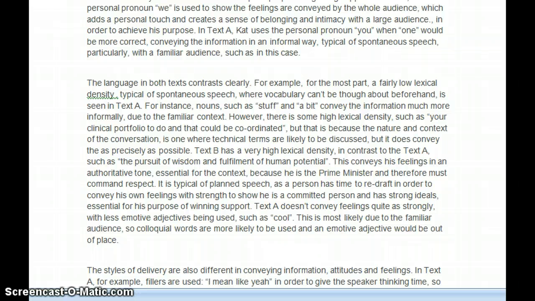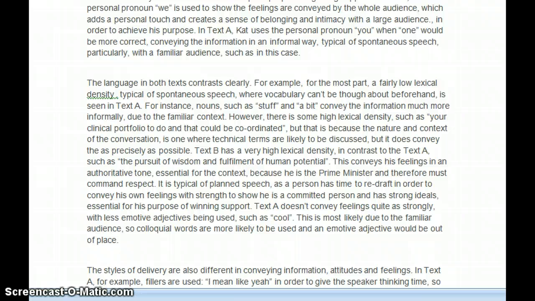The problem with this is that the student has picked a really long quote and then said this conveys his feelings in an authoritative tone. They haven't actually said how that's achieved. So you'd have to say that his use of complex vocabulary means that he's able to convey his feelings in an authoritative tone. That is your analysis. The way this has been structured doesn't make clear the connection between the quote and the effect, and you have to make that really, really clear.